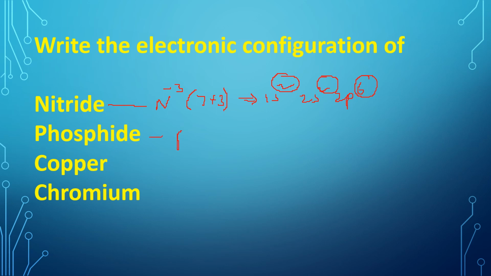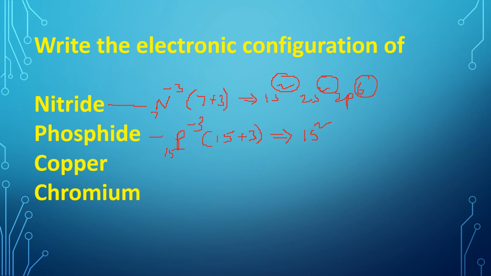Then phosphide also same like that. P minus 3. So generally phosphorus atomic number is 15. Then you have to add 3, total 18 electrons. You have to write the electronic configuration for 18. So what about this 15? 15 is nothing but the atomic number of phosphorus. Here atomic number of nitrogen is 7. So here you have to write the electronic configuration for neon, and next one is argon.